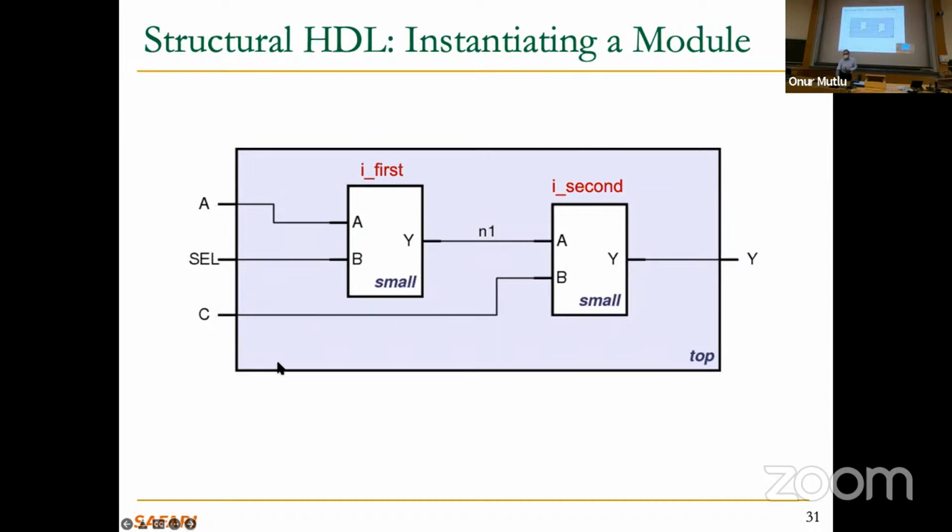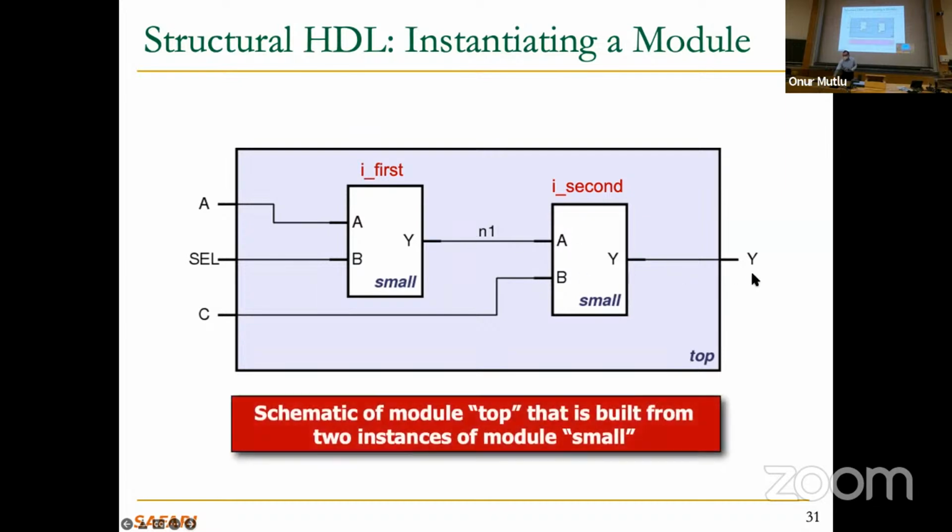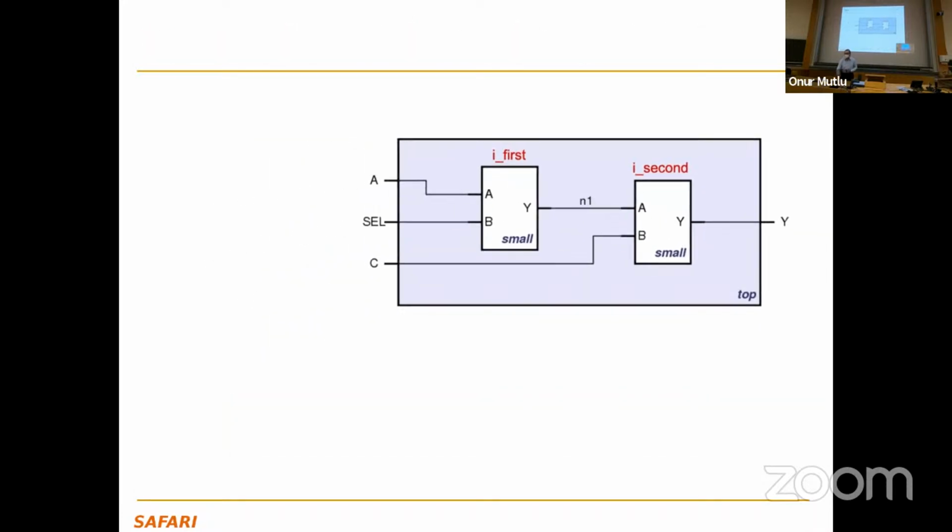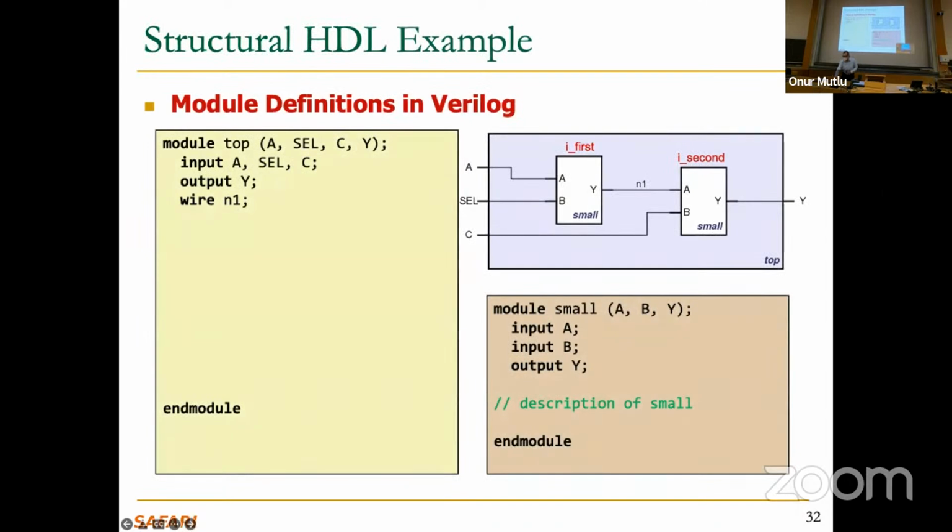So assume that this is the top level module that we want, and it consists of two small modules that are identical, A, B, Y, and they're both small, as you can see. And they're interconnected like this to the inputs and to each other. You can basically start with a schematic. A schematic is essentially a pictorial representation of your circuit. This schematic of module top is built from two instances of module small, simple. You'll build a lot more complicated things in this course.